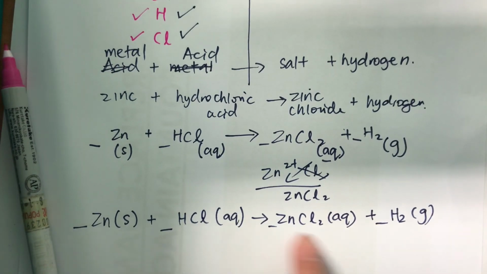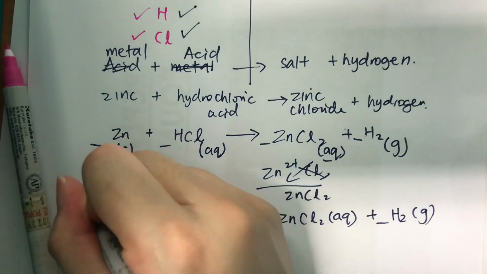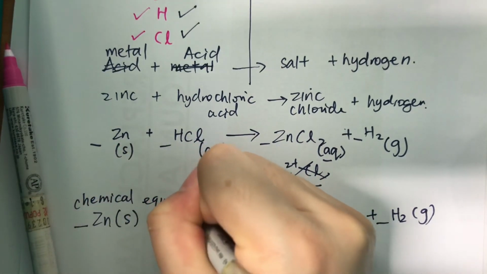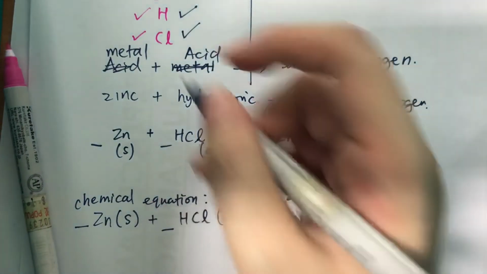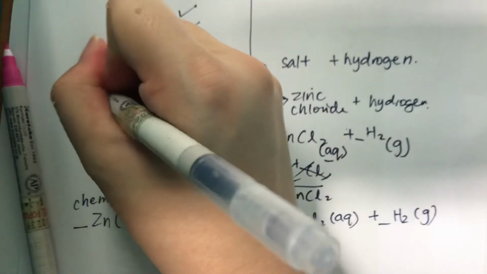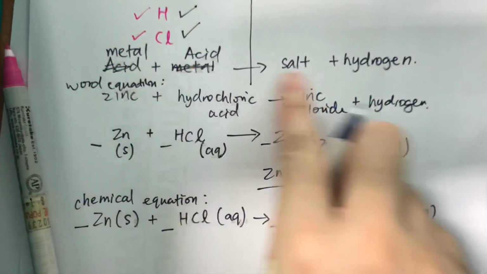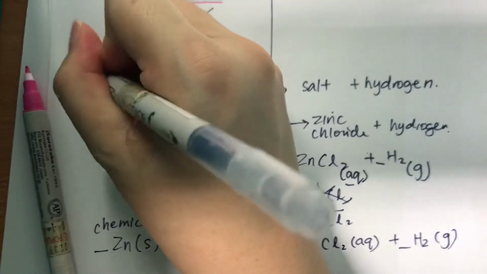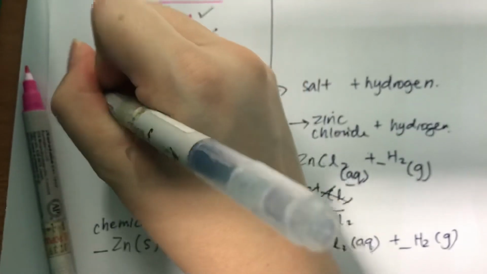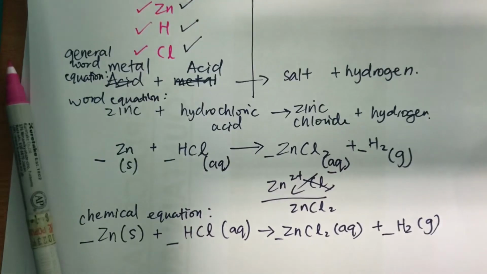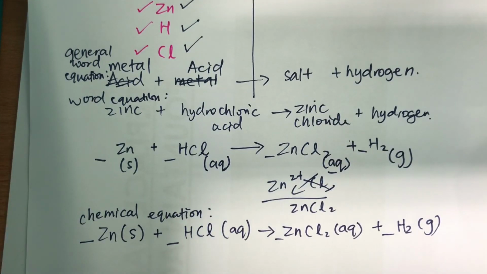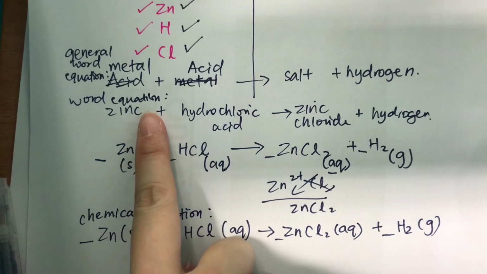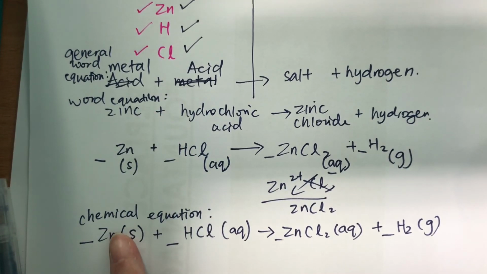How are we going to change this chemical equation to ionic? So this is what we call a chemical equation, and this is a word equation. This is not a specific word equation because it's not specific enough as to which metal, which acid, which salt and hydrogen. So we can call this a general word equation. My next video will focus more on changing the substances for all these word equations into chemical equations. And watch the next video.